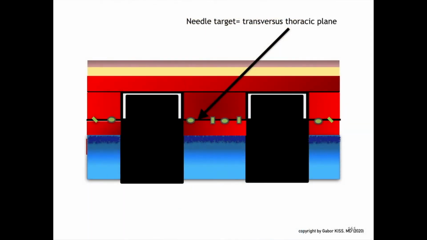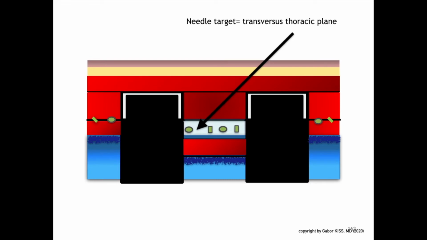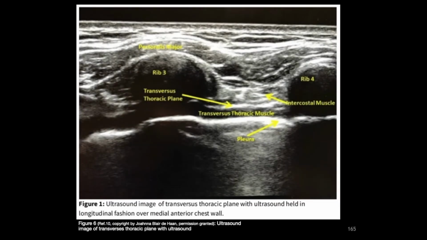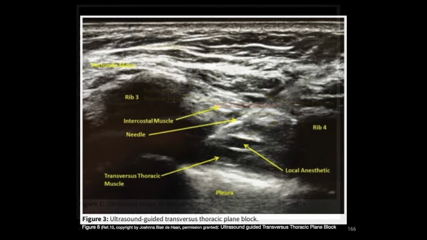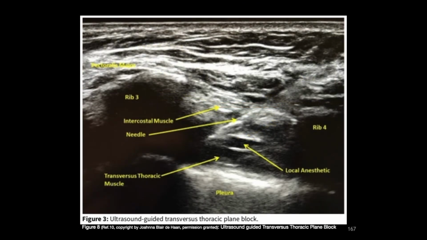Injection of local anesthesia into the transversus thoracic plane will result in a downward movement of the transverse thoracic muscle and the pleura. This longitudinal ultrasound image shows the anatomy of the transversus thoracic plane highlighted in red before injection. This ultrasound image shows the injection into the transverse thoracic plane filling up with local anesthetic solution with downward displacement of the transverse thoracic muscle and the pleura.